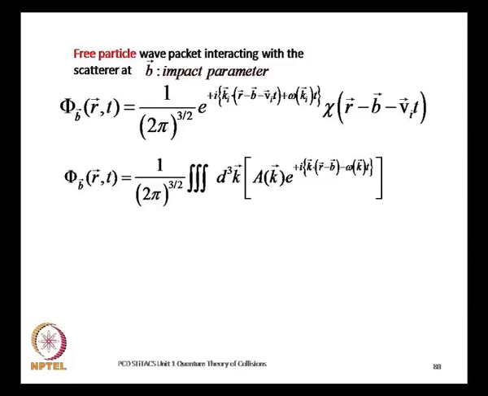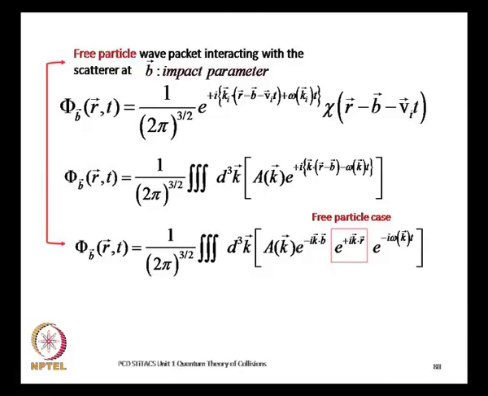Now, this is the free particle wave packet with an impact parameter. Let us write it explicitly. We have seen the phase factor to be e to the i k dot r coming from here, e to the minus i k dot b coming because of the impact parameter, and this is the omega t factor. This e to the i k dot r is because you are dealing with a free particle case, and we know how it will get affected if you have scattering, because if you now consider the solution to the complete scattering problem.